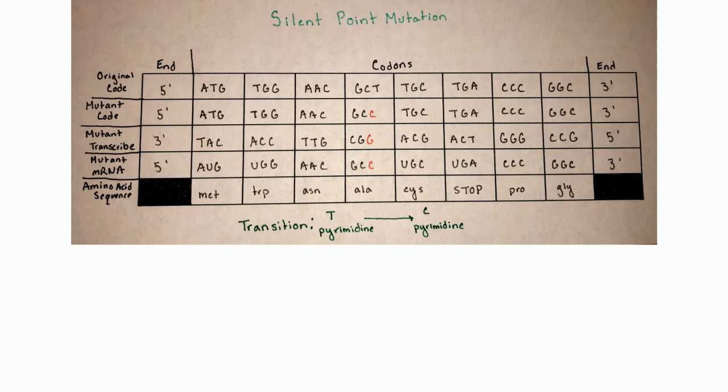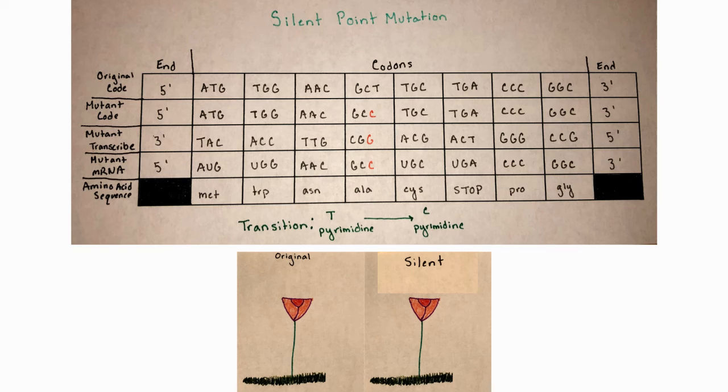This base change is an example of a transition change, since the base T, a pyrimidine, is being changed into base C, which is also a pyrimidine. Though these flowers have a slightly different coding strand, they code for the same amino acid sequence and therefore have the same flower stem length.